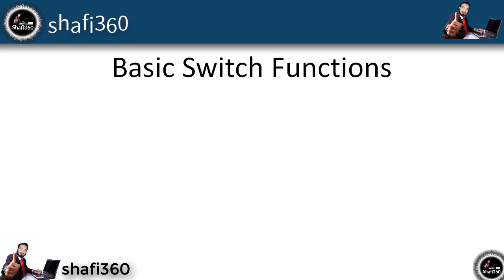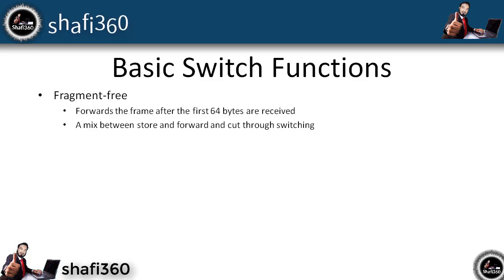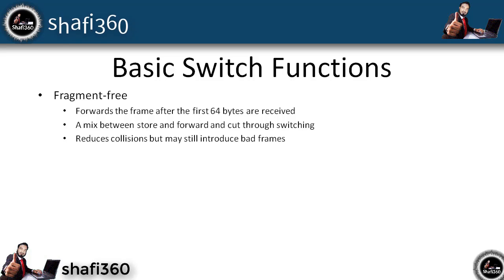So the last forwarding mode we're going to talk about is fragment-free. It forwards the frame after the first 64 bytes are received, which basically puts it as a mix between store and forward and cut-through switching. Now, fragment-free forwarding reduces collisions because the switch can tell after the first 64 bytes whether or not this is actually part of a collision, but it may still introduce bad frames because fragment-free switching still does not examine the FCS in the Ethernet frame.